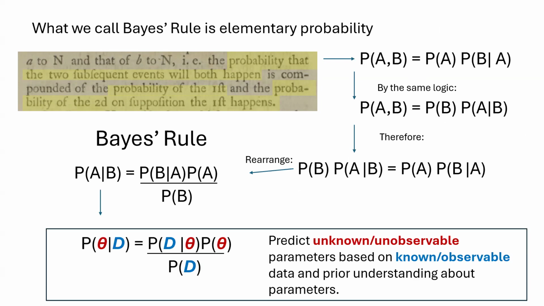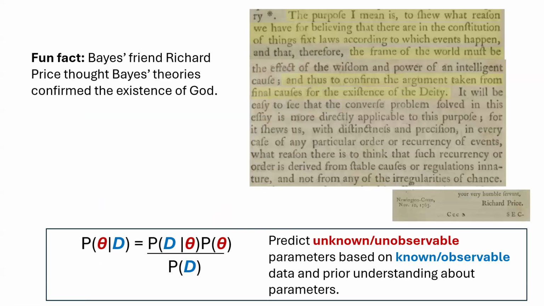And one more step in what makes Bayes' rule so innovative is that we extend this two event scenario to a general theorem that you can predict any kind of unknown or unobservable parameter using known or observable data and some kind of prior understanding about those parameters. And this idea was so powerful that Bayes' friend Richard Price thought it confirmed the existence of the deity, which I think is maybe taking it a little far, but that's a fresh take on Bayes' rule. This was from the original submission.